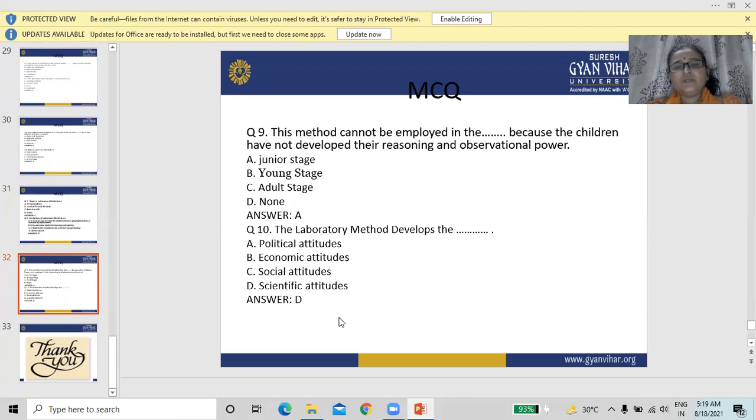Next MCQ. The laboratory method develops the blank. Option A, political attitude. Option B, economic attitude. Option C, social attitudes. Option D, scientific attitude. Correct option is option D, scientific attitude. The laboratory method develops the scientific attitude in the students.